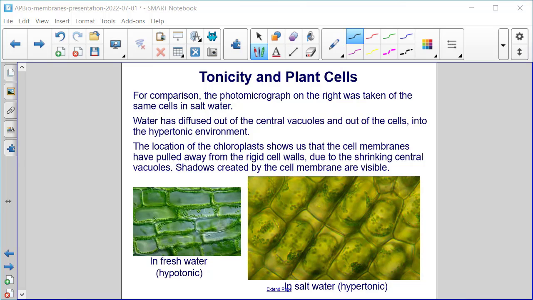For comparison, the photomicrograph on the right here was taken of the same cells in salt water. Water has diffused out of the central vacuoles and out of the cells into the hypertonic environment. The location of the chloroplasts shows us that the cell membranes have pulled away from the rigid cell walls due to the shrinking central vacuoles. Shadows created by the cell membrane are visible. You can see them here.